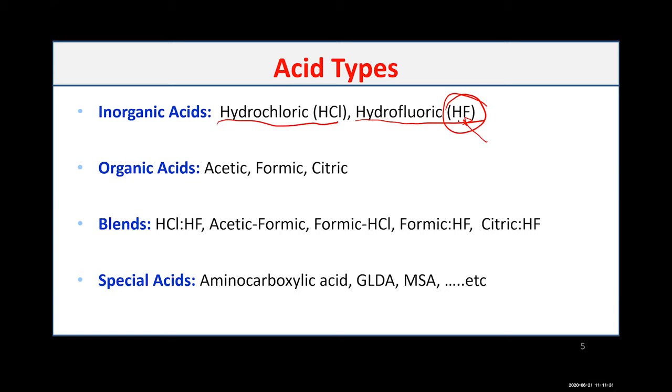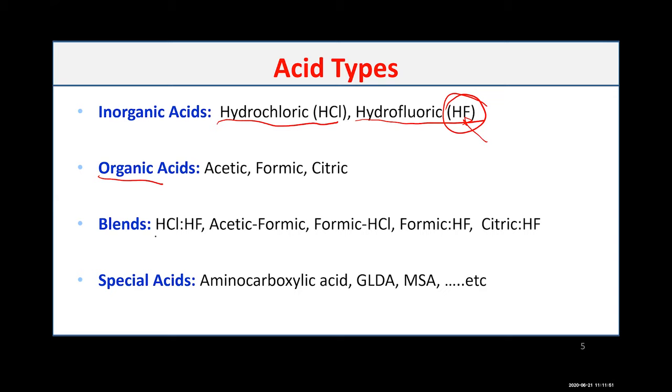Then we have another acid based on the chemistry origin, which is organic acid. This came from organic components like acetic, formic, and citric acid. And as engineers, we are really good at blending. We like a lot of blends. We like to blend different acids to get better results and a more optimized system.